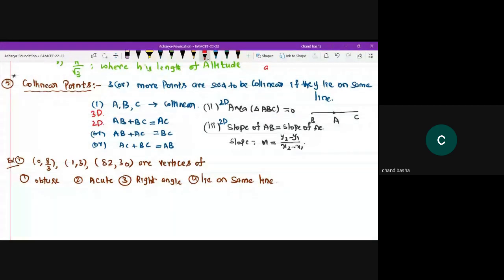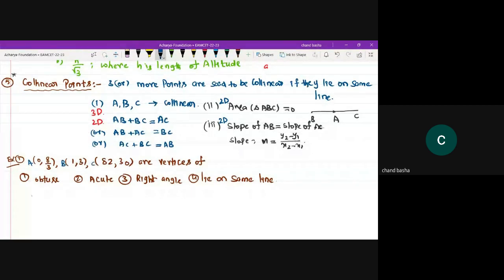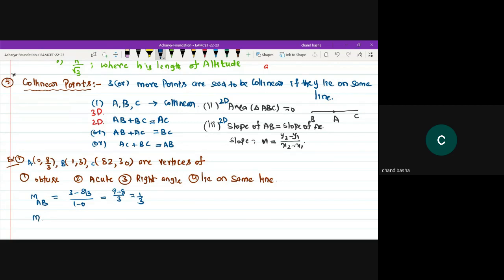Right. So let's see. I'm finding the slope of AB. First point, let it be considered as A, and this is B, and it is C. Let's find out the slope of AB. Slope of AB is y2 minus y1 divided by x2 minus x1. This is equal to 9 minus 8 divided by 3. This is equal to 1 divided by 3. I'm finding the slope of AC also. When I'm finding the slope of AC, it is 30 minus 8 divided by 3, the difference of x coordinates.